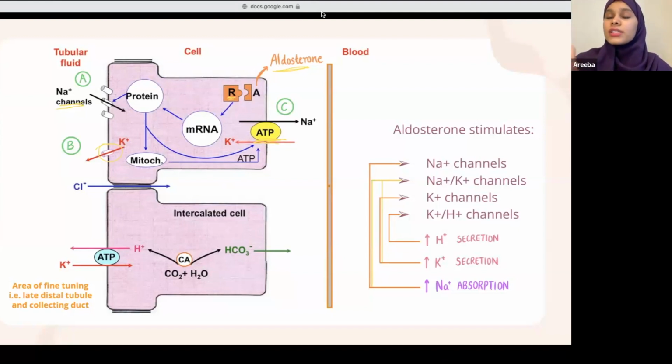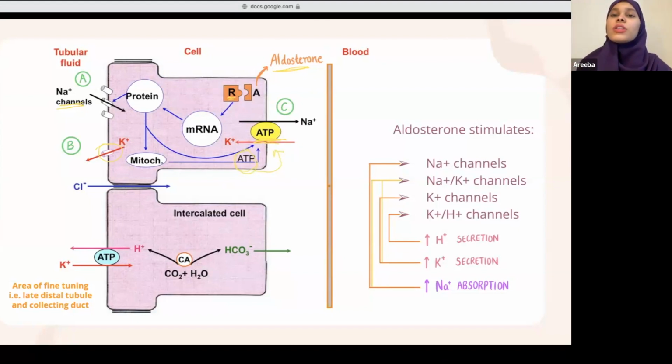So when aldosterone binds, it'll activate the mRNA and enhance protein synthesis. Another thing it is going to do is activate the mitochondria. So what's the mitochondria going to do? It's going to produce ATP so that the ATP can work this pump more and more, okay?